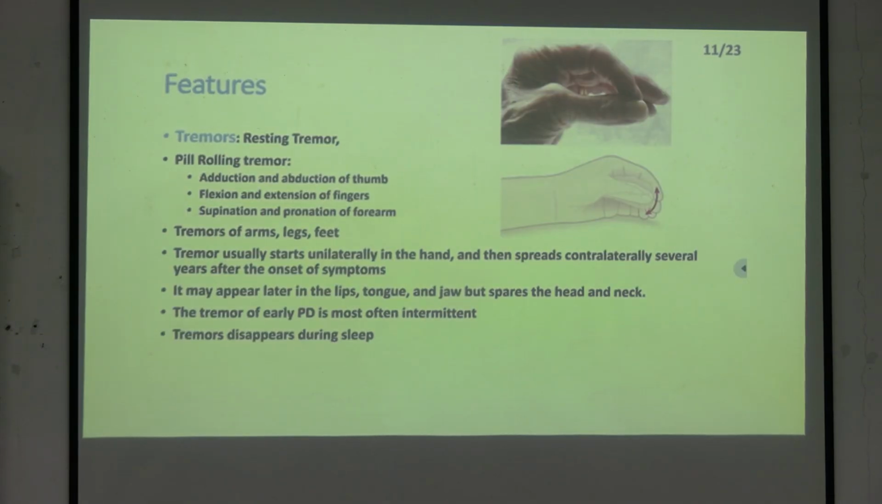Now, the features: I have already described the resting tremor. This is also called pill rolling tremor. Tremors in the arms, legs and feet. Tremor usually starts unilaterally but later becomes bilateral. It appears later in the lips, tongue, etc. Tremor disappears during sleep. During sleep, patients do not have these tremors.